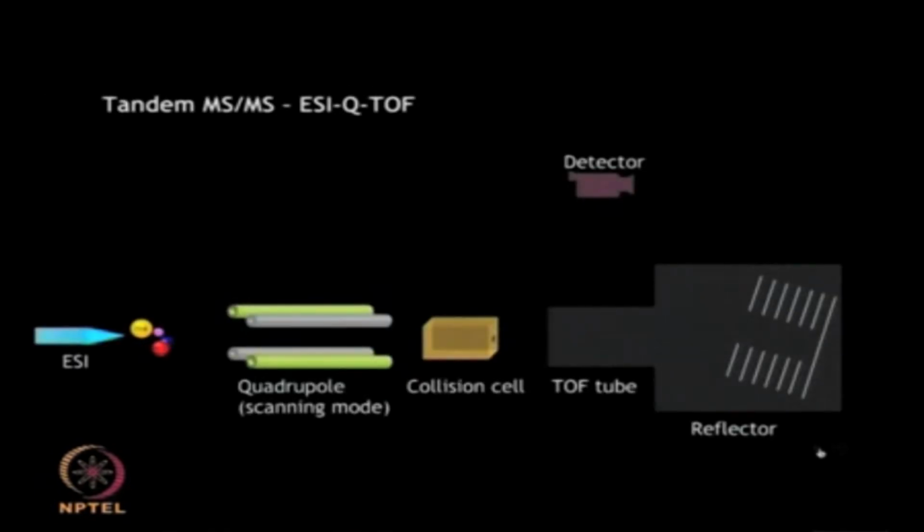ESI QTOF is another common tandem MS configuration that first selects ions in radio frequency mode. Selected peptides are fragmented in collision cells and the resulting ions are accelerated and resolved on the basis of their time of flight.